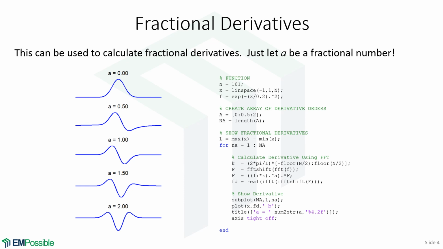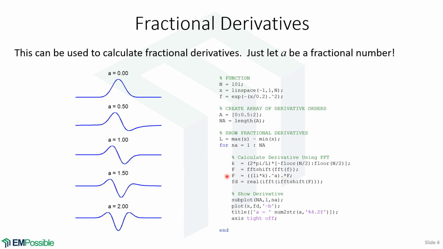For each of those, I need an array of my spatial frequencies. So in the square brackets is an array that's going from minus n over 2 to positive n over 2. Then we do an FFT shift and an FFT. First it's really the FFT, then the FFT shift that centers the FFT because our spatial frequencies are centered. Now we multiply it by ik to the a. We're doing a point-by-point multiplication. So this is no longer the DFT.